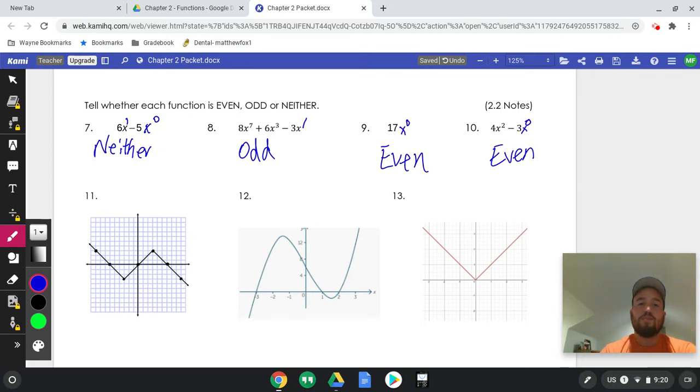Now, as we look at these pictures, to identify if these are even, odd, or neither, we need to remember back to the symmetry. So if you have to, go back to 2.2 and look at the top. We look at this first one, and this is symmetric over the origin. Whenever that's the case, that means it is odd. Now this next one, it's not symmetric around the origin or the x-axis or the y-axis, so that one's going to be neither.